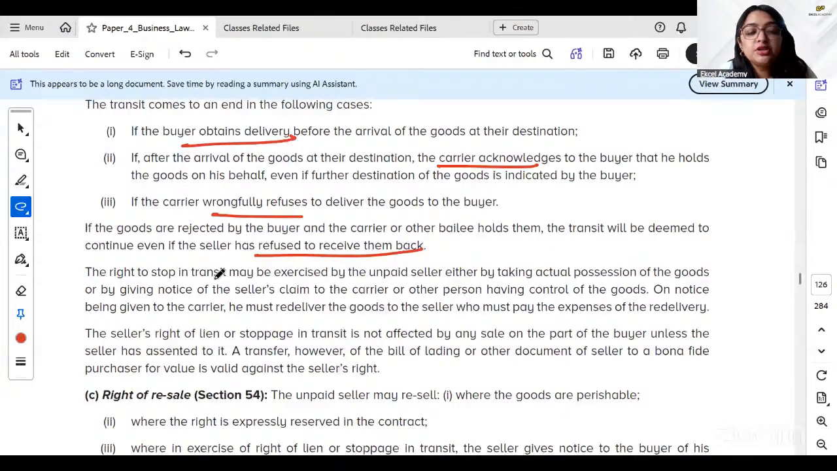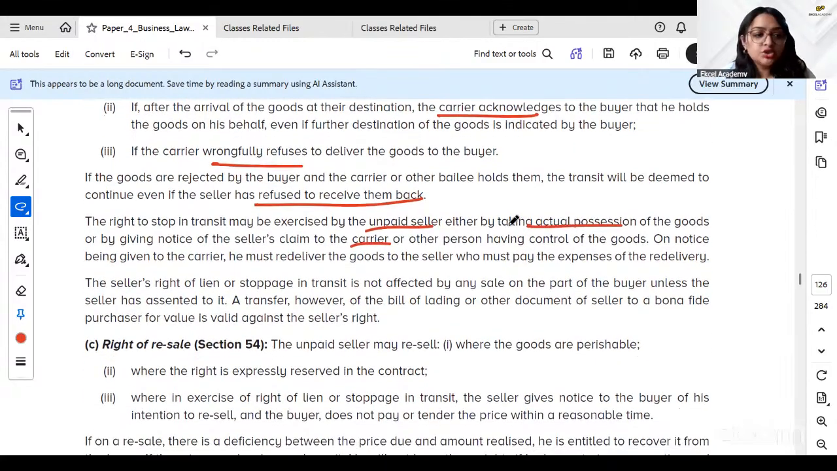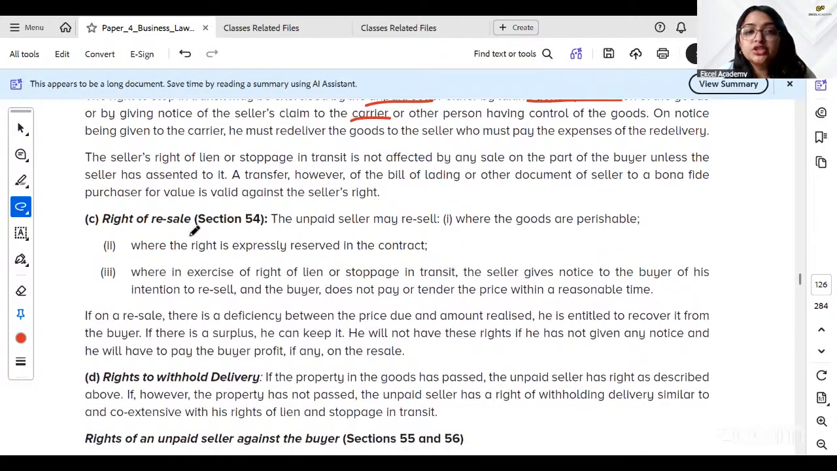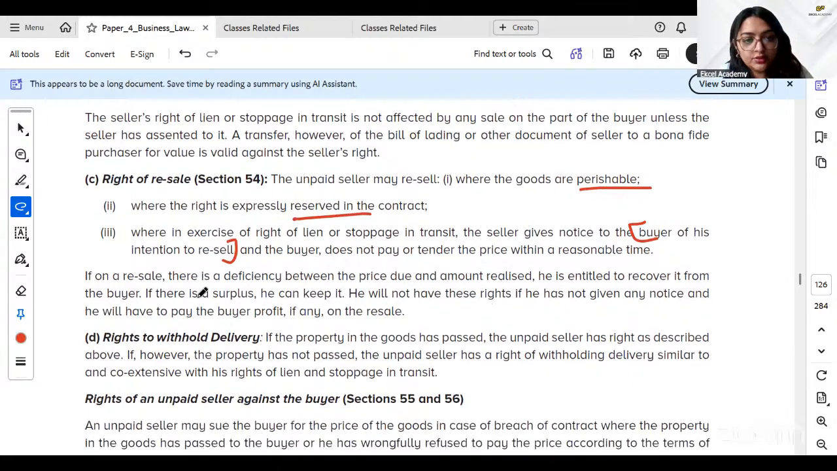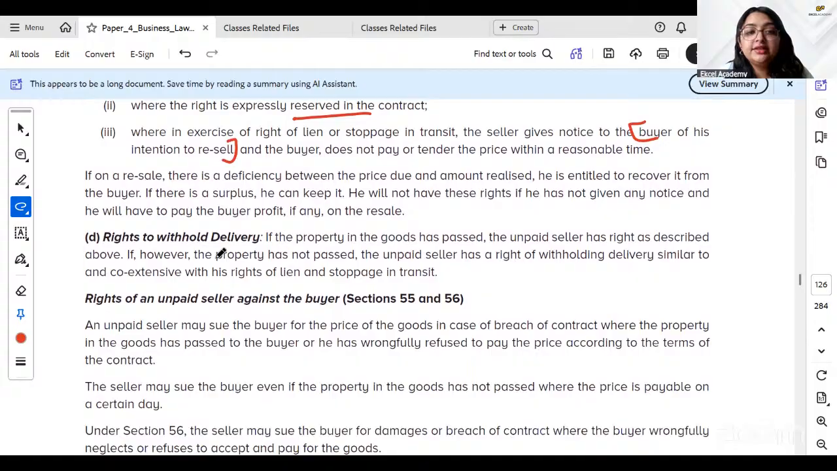Okay. The right to stop in transit may be exercised by the unpaid seller either by taking actual possession of the goods or by giving notice of the seller's claim to the carrier or other person who has the control over the goods. Okay, then we have our right to resale. Okay, so when your goods are perishable, or when this right is specifically mentioned in the contract, okay, the seller has to give a notice to the buyer of the intention to resell. Okay, then you have your right to withhold delivery. That is, if the property in goods has passed, the unpaid seller has the rights as described above. Okay, however, if the property has not passed, okay, then the unpaid seller has a right of withholding the delivery.